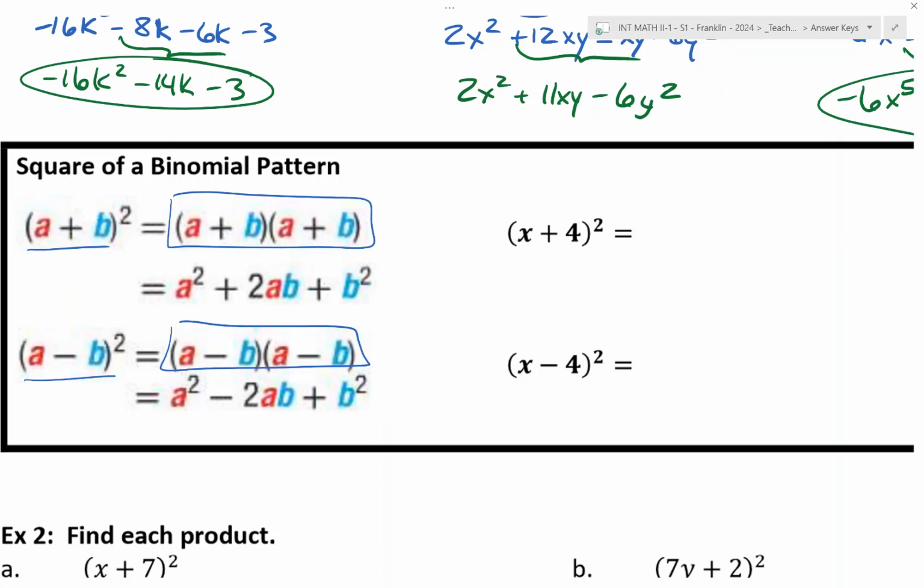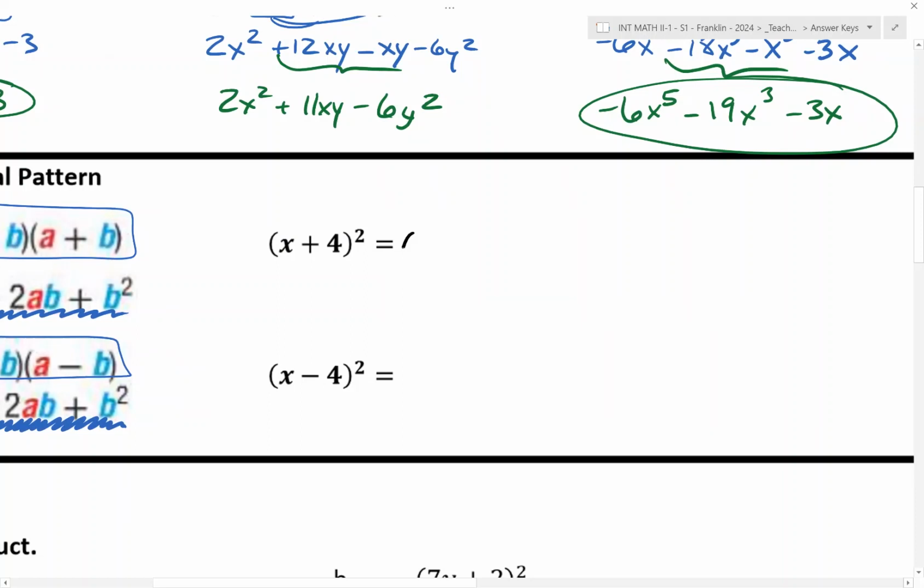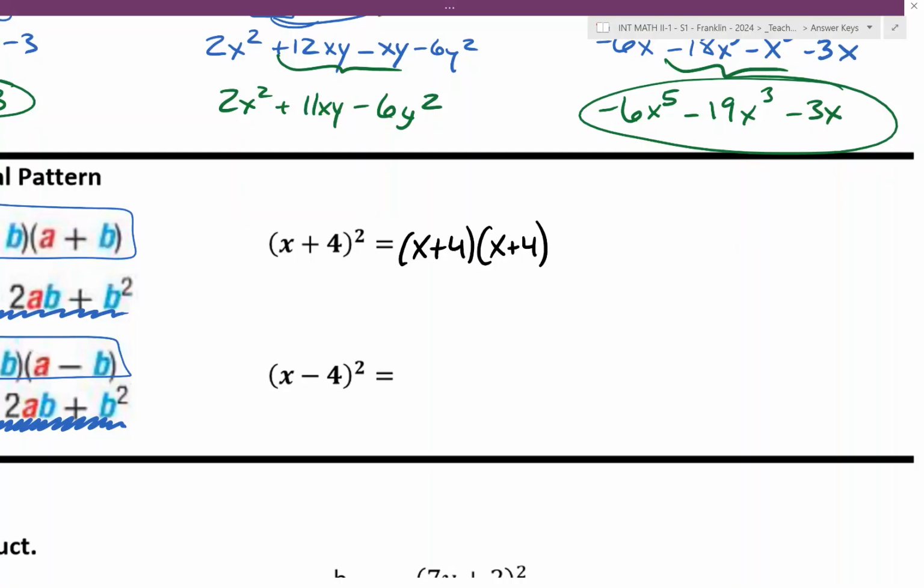but it's not necessary. So a plus b squared always results in this pattern, a squared plus 2ab plus b squared. And a minus b squared always results in a similar pattern, a squared minus 2ab plus b squared. But what I would rather you take away from this is just to remember that when you square something, you multiply it by itself. So x plus 4 squared is the same thing as x plus 4 times x plus 4.